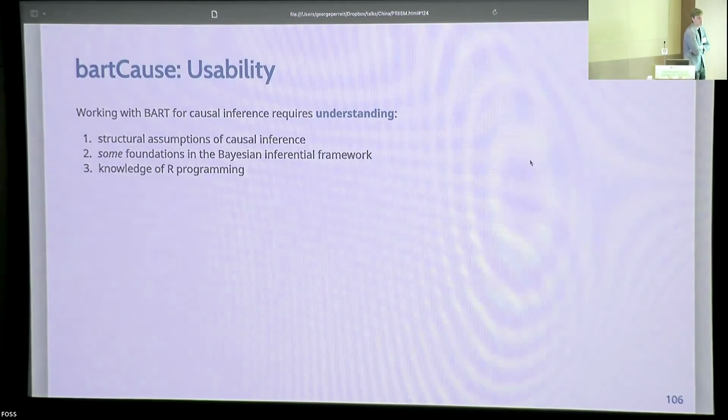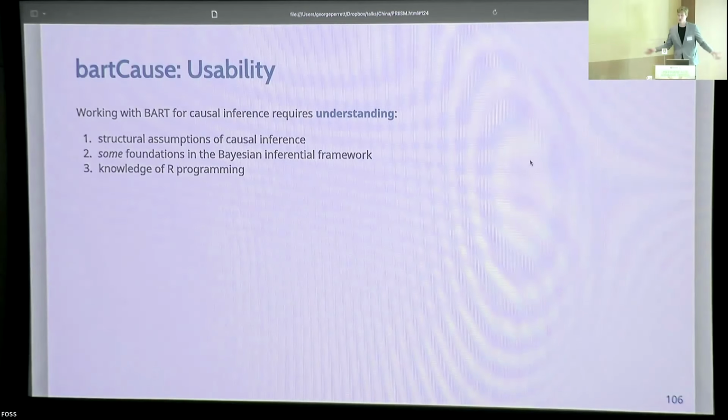And so what's the problem with BART? I've given my spiel on why I think BART is a really great thing to use. But working with BART for causal inference requires understanding a few different things. You have to understand the structural assumptions of causal inference. You have to understand some foundations of Bayesian inference, and you have to know how to program it all.